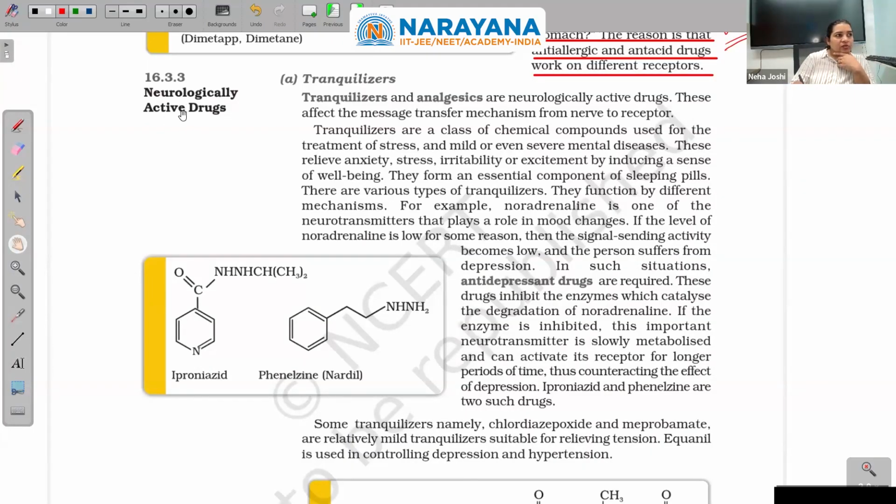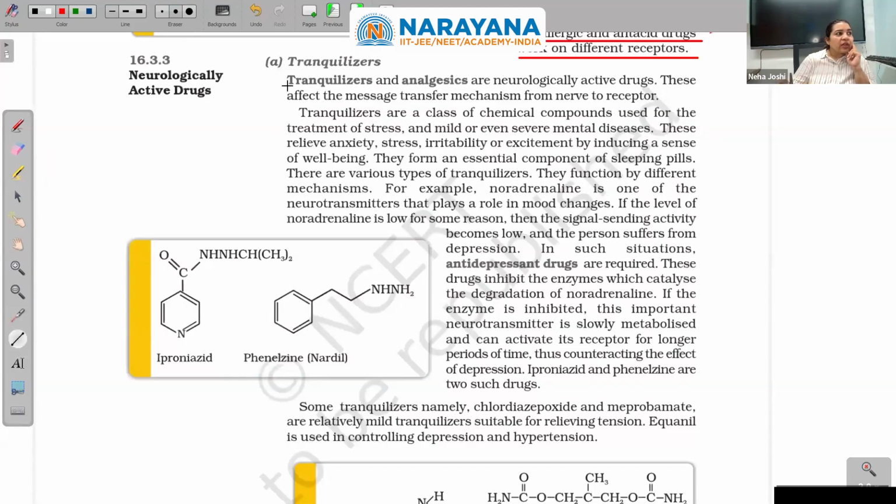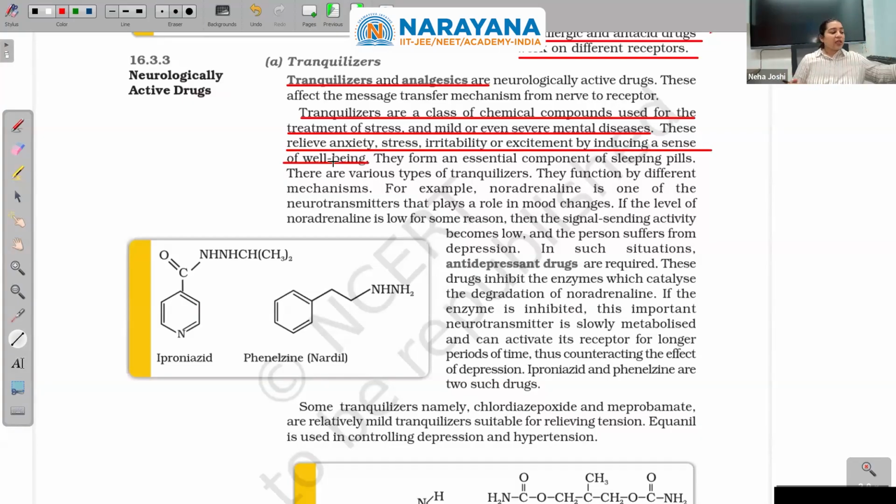Neurologically active drugs. Till now you have mainly done antacids and antihistamines; next are tranquilizers and analgesics. Tranquilizers and analgesics are neurological; they work on your brain. These affect the message transfer mechanism from nerve to receptor. Tranquilizers are a class of chemical compounds used for the treatment of stress, and mild or even severe mental diseases. These relieve anxiety, stress, irritability, or excitement by inducing a sense of well-being. They will tranquilize you, giving a feeling that all is well.